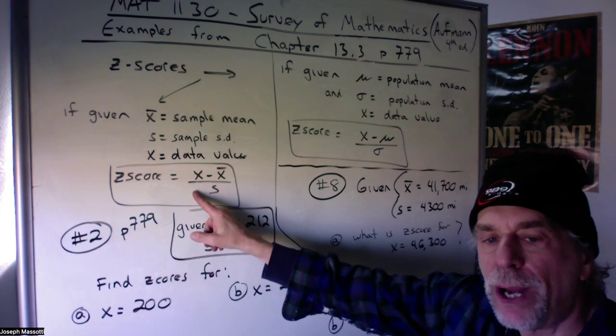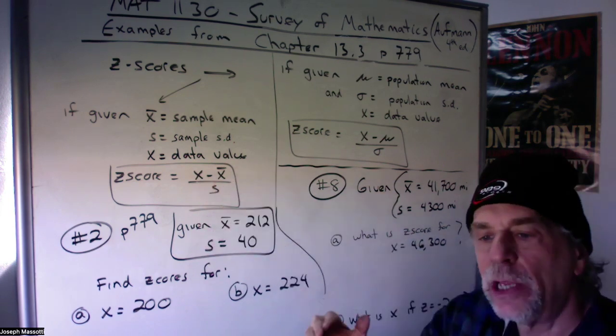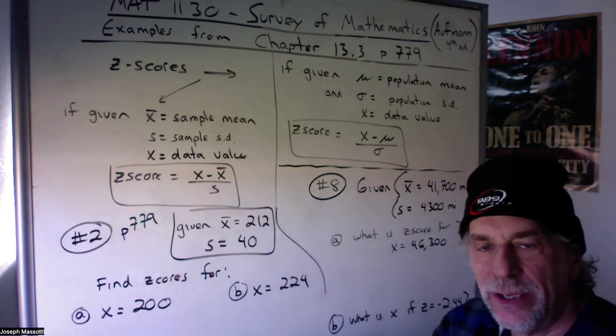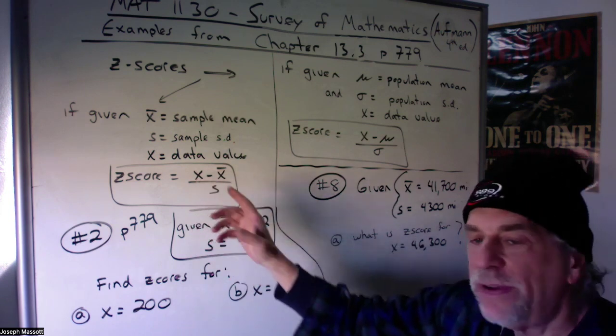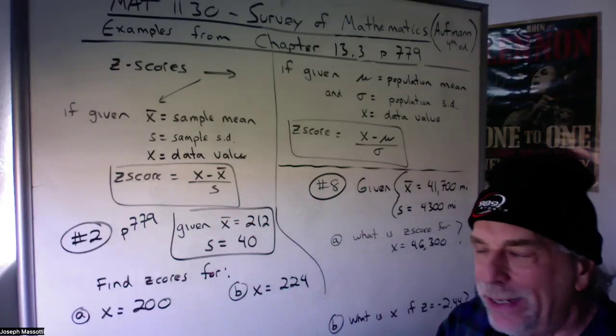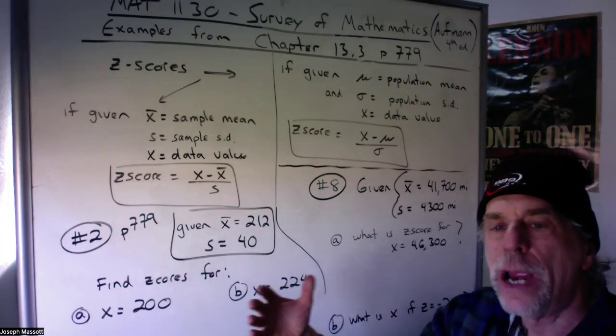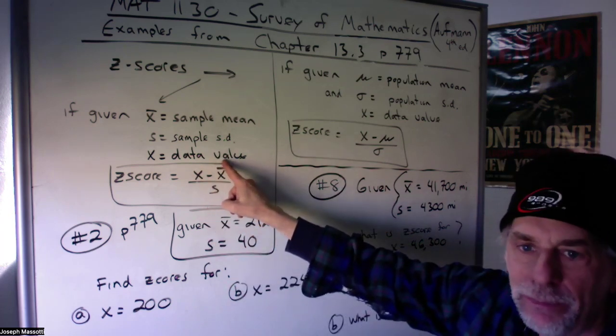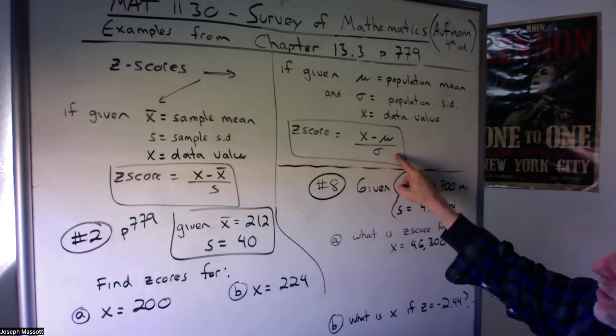If the z-score is positive, then the data value is going to be above the mean. If the z-score is negative, then the x value, the data value, is below the mean. But it's going to tell you how many standard deviations away from the mean your data value is.